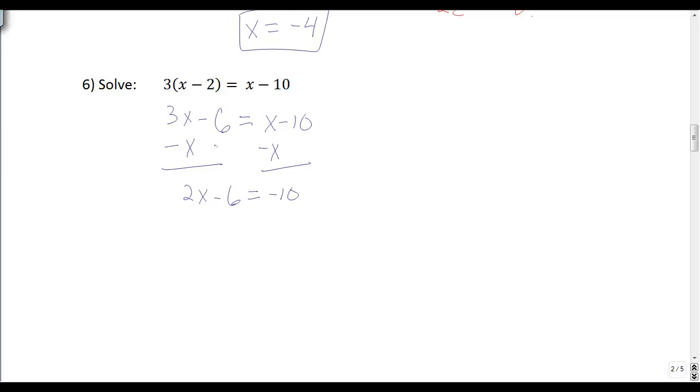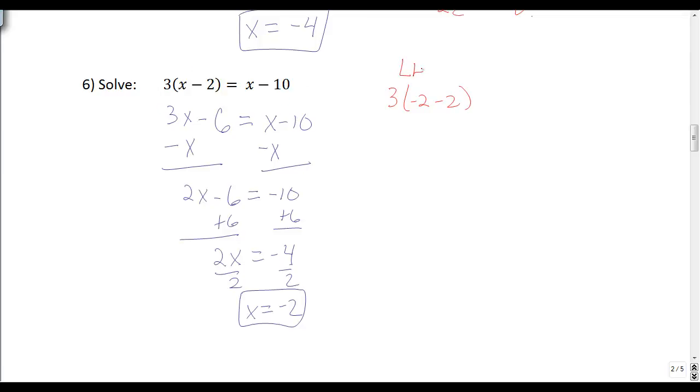Okay, now we'll continue with this. I'm going to add the 6 to both sides. I get 2x equals negative 4. And then I can divide both sides by 2, and we get x equals negative 2. Again, I can check this by doing 3 times negative 2 minus 2. Now this check's going to be a little different because I'm going to evaluate the left and evaluate the right.